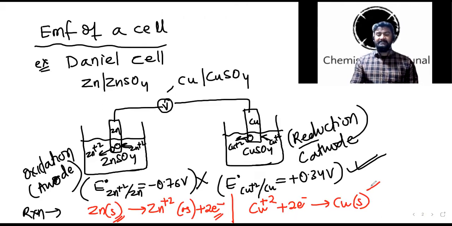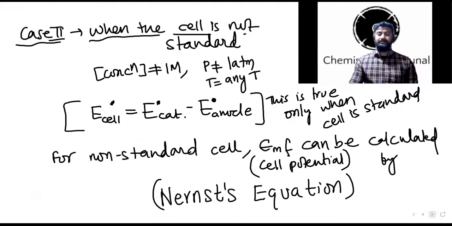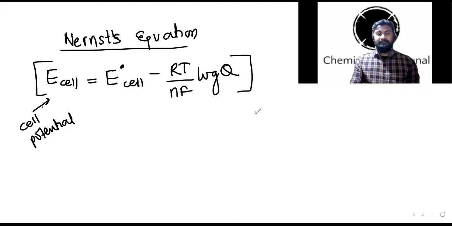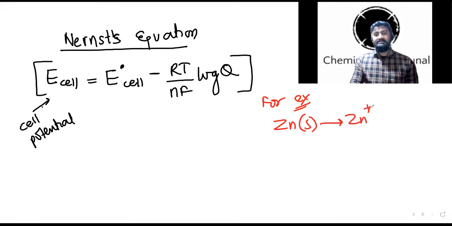So these are called half reactions. The other one is also a half reaction. So, for example, zinc solid becoming zinc 2 plus, and copper 2 plus becoming copper at the cathode. So this is a half reaction.